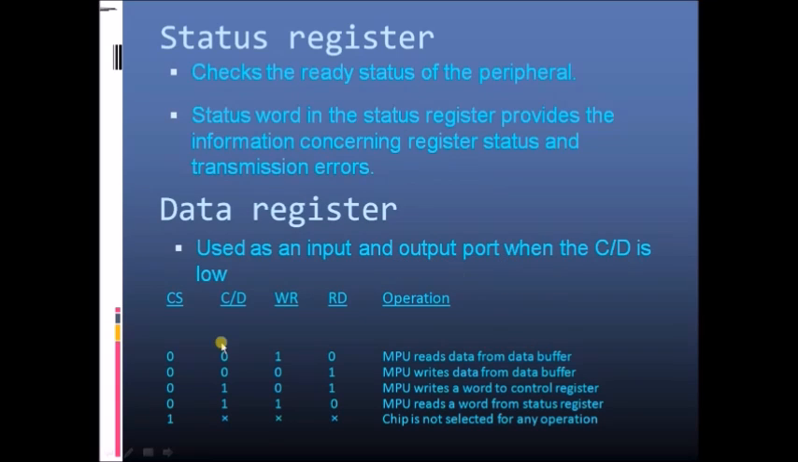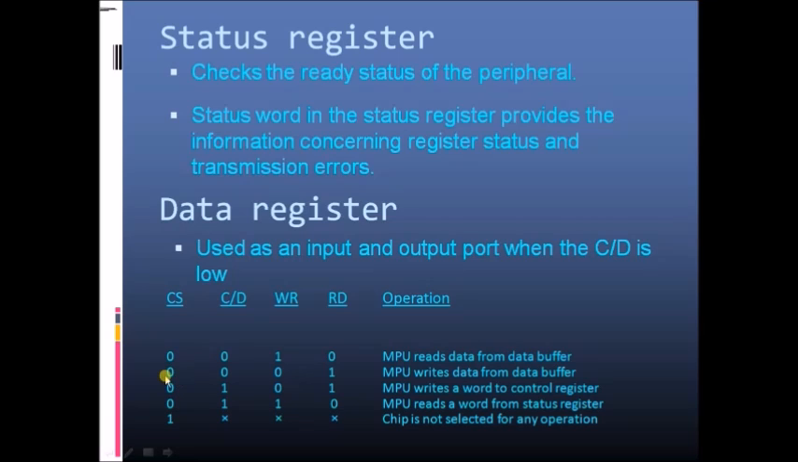Now, as you can see the pins here, that is CS, C/D bar, WR, and RD, with the help of these pins we come to know what kind of operation the processor is presently performing. As we know, CS bar should be 0, only then the chip would be selected. Here C/D bar is 0, so it means data is present on the data lines, and WR is 1, so it is disabled, and RD is 0, it means that the processor wants to read the data from the data register. That is, the MPU reads data from the data buffer.